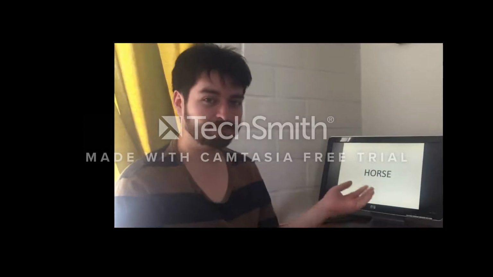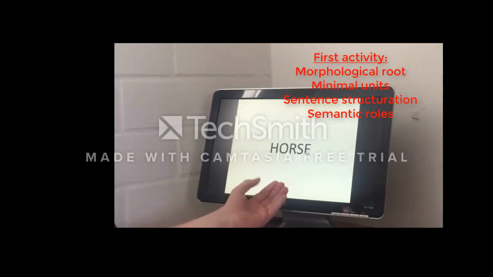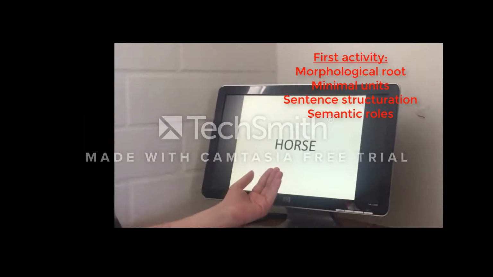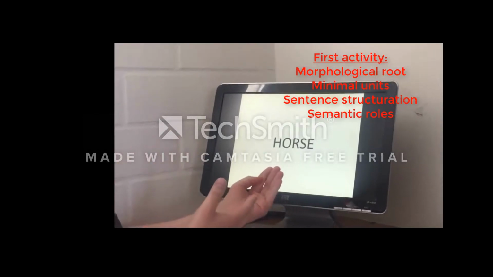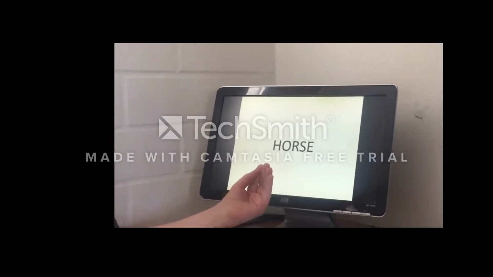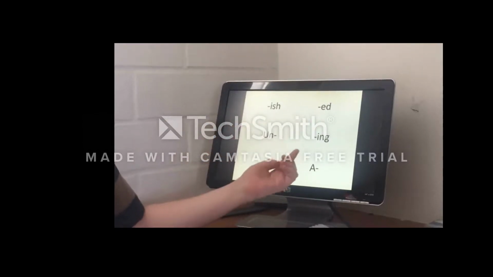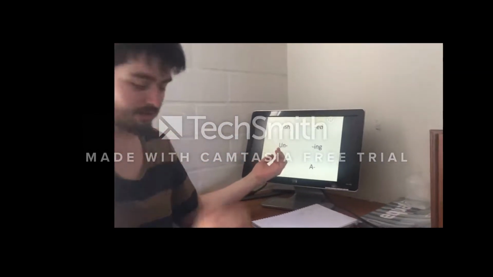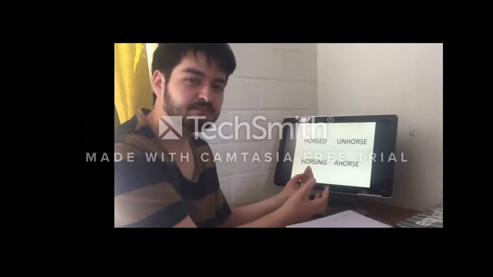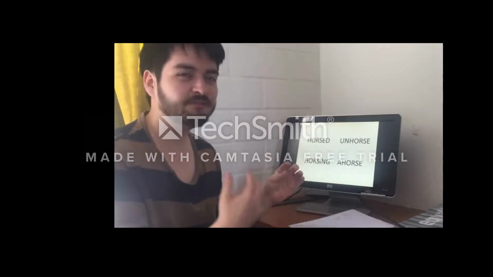The first activity, as you can see, uses the word horse on this screen. We are using this in order to create sentences, but we are transforming the word horse, okay? And we are doing that by using affixes such as -ich, -ing, -on, so we can create words that may not exist, but we can somehow understand what they are referring to.